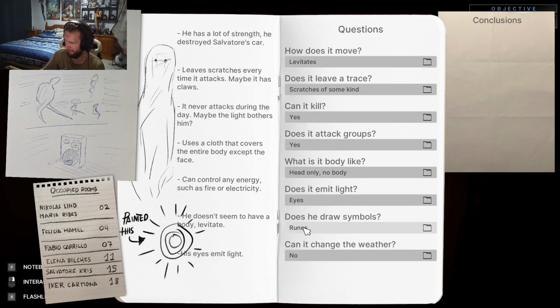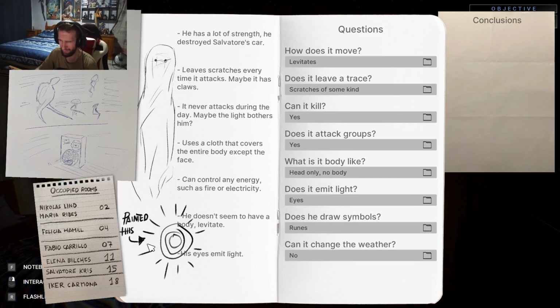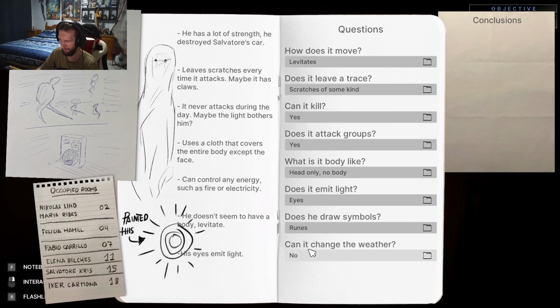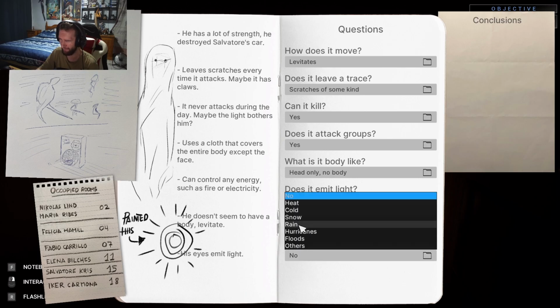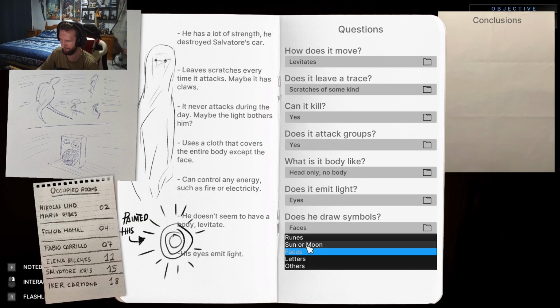Eyes. Does it draw? It does do runes. Faces, letters. Could be letters. No, but it looks more like runes on the floor. That could be an eye. That could be a face. Okay. Can it change the weather? Rain. Okay. So, face.